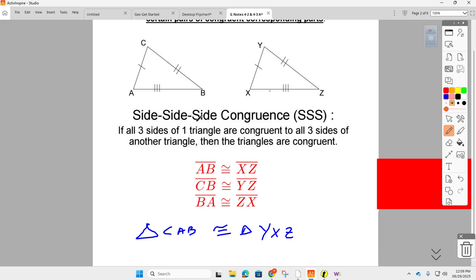So that's one of our shortcuts. That's a postulate. We will eventually be using that in a proof. But right now, we just have to be able to recognize that these two triangles are congruent and state they're congruent by side, side, side. So we use an abbreviation for side, side, side congruent.